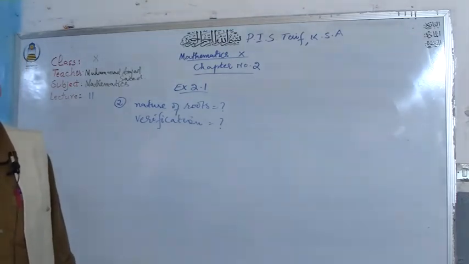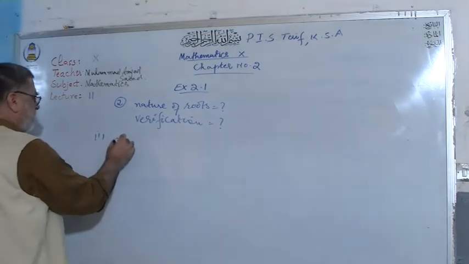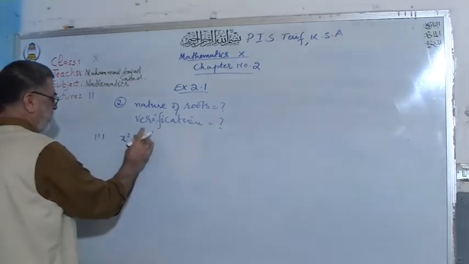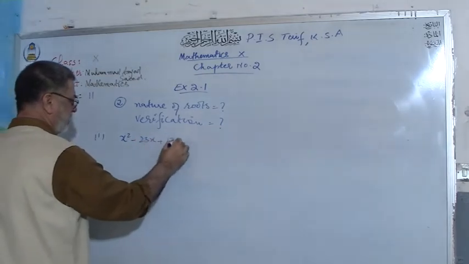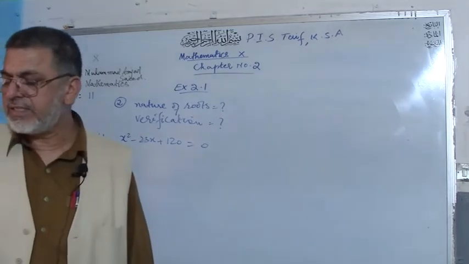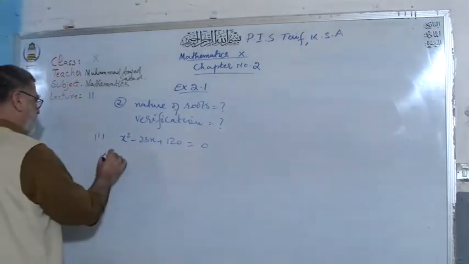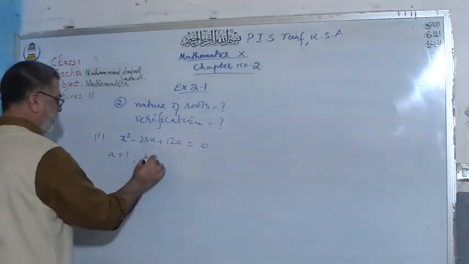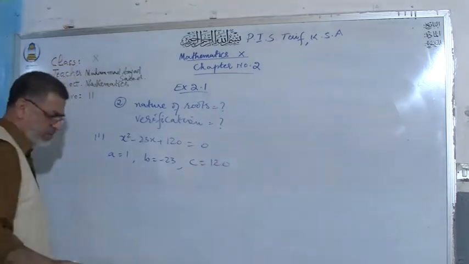x square minus 23x plus 120 is equal to 0. Here, a is equal to 1, b is equal to minus 23, c is equal to 120.